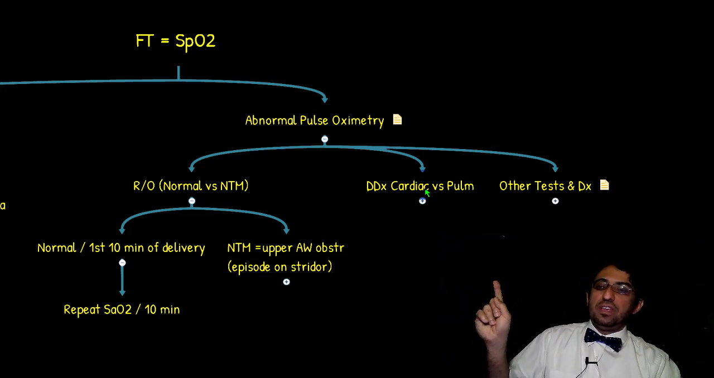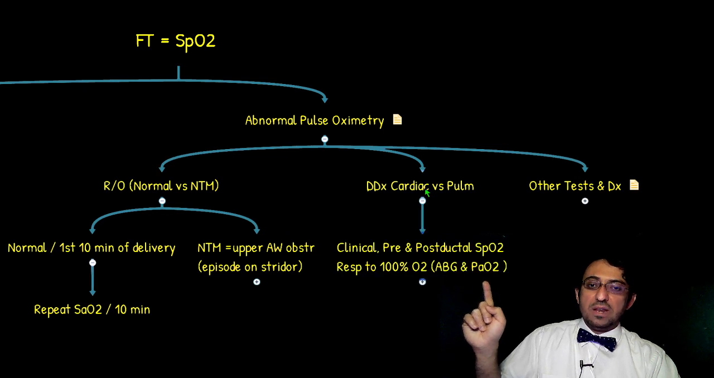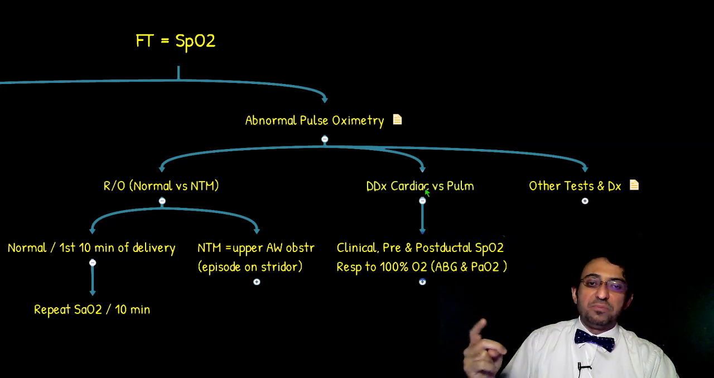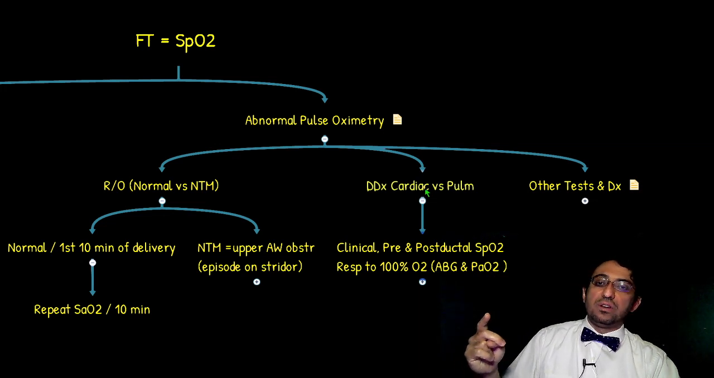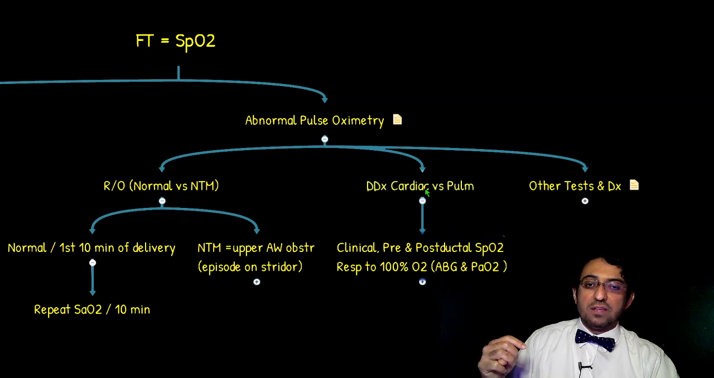How do we differentiate respiratory versus cardiac, or pulmonary versus cardiac causes of central cyanosis? Always remember, in addition to the clinical presentation, we need to perform a couple tests. One of them is the screening test after pulse oximetry, and that is assessment of pre and post ductal saturation of oxygen. And then we need also to evaluate the response to 100% oxygen supplementation.